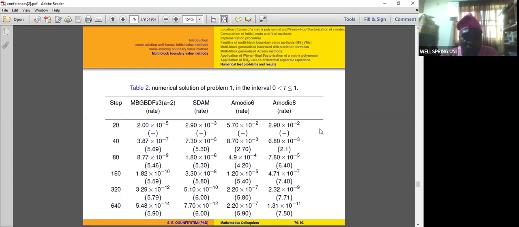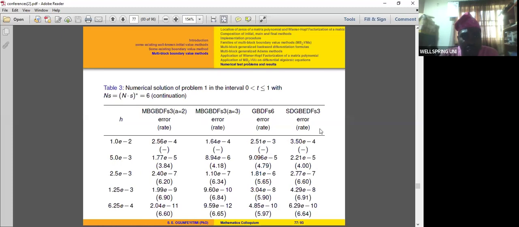Then we go to table 2. In table 2, these are the results for step of 20, step of 40, 80, 160, 320, and 640. If you compare the results, you observe that in terms of accuracy, the multi-block method for A equals to 2 performs better. They perform better than the compared one.